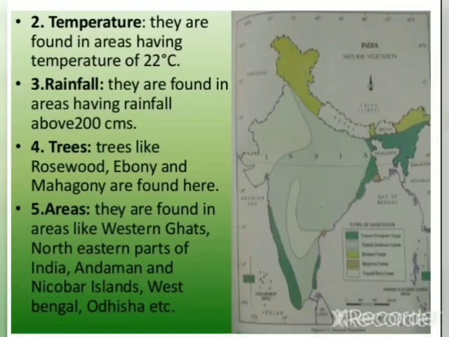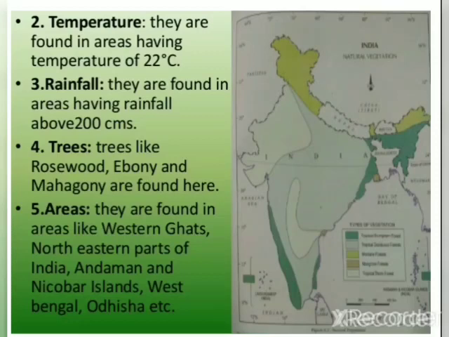Okay, the trees like rosewood, ebony and mahogany are found here. The areas that cover are Western Ghats, northeastern parts of India, Andaman Nicobar Islands and West Bengal and Odisha. These are the regions where we can see the tropical evergreen forest. Okay, so now let's know about some of the main characteristic features of this evergreen forest.